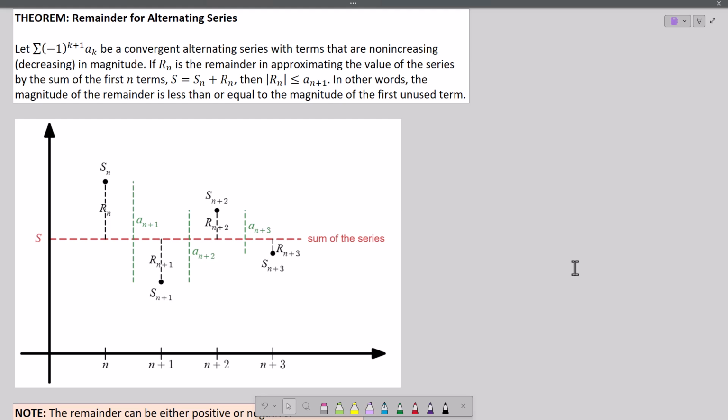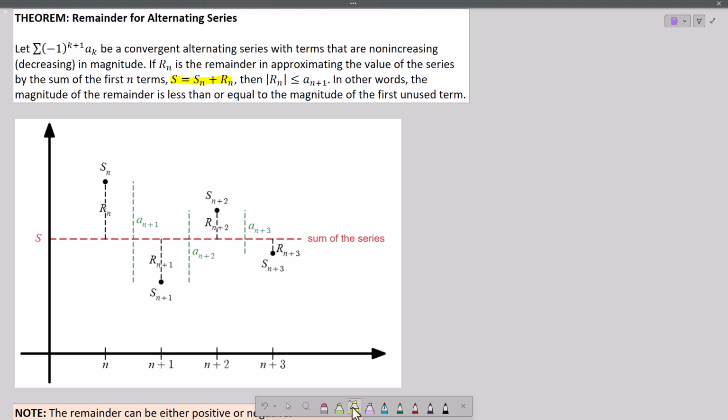And so what I have here is a graph of an alternating sequence that converges, and I've got a picture of the partial sums. And so what I want you to think about is that if you have a convergent series, you can break it into two parts. S sub n is the sum of the first n terms, and then the rest is called R sub n. So if the series converges, we can write the sum as the sum of the leading terms plus the sum of the tail. So the remainder is basically the sum of the tail.